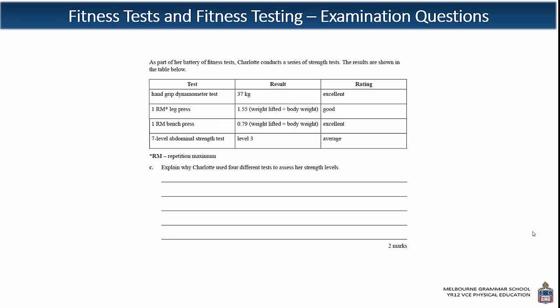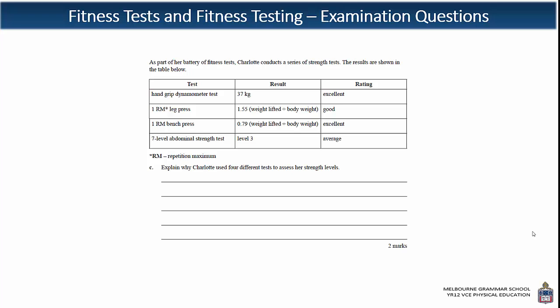Let's have a look at some exam questions here. The first one, so this is going down, we're at part C of the question. There's a couple of other questions there, but this one's the one I wanted to talk about. So as part of a battery of fitness tests, and the battery of fitness tests just means a group of fitness tests, Charlotte conducts a series of strength tests and the results are shown. So if you've undertaken these strength tests, straight away you're going to be feeling a little bit more confident that you're going to be able to answer the question, and it's given the result and the rating.